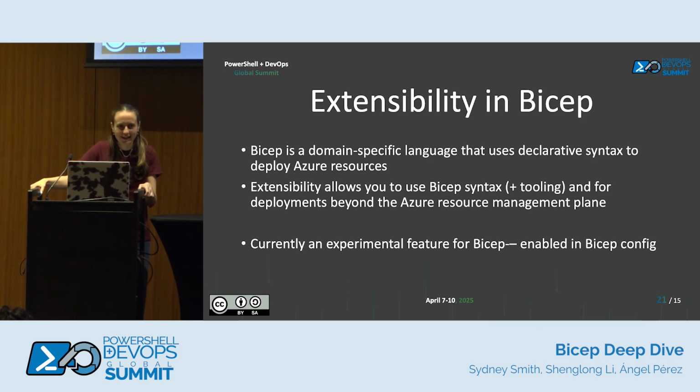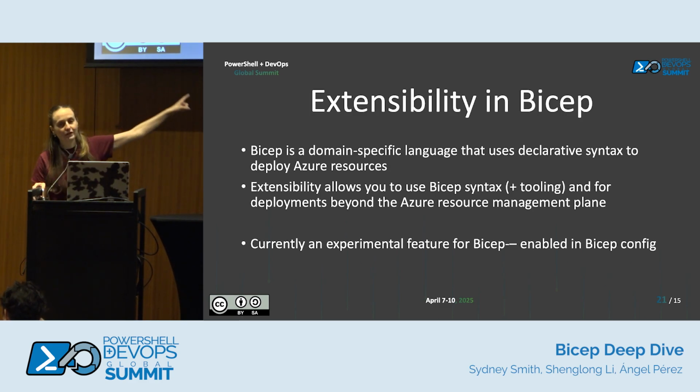As you all know, Bicep is a domain-specific language that's traditionally been used to manage and deploy Azure resources. It's a transparent abstraction over ARM. The idea behind extensibility is pretty simple: it's extending this deployment plane beyond Azure resources. This is currently an experimental feature for Bicep. I'll show you how to enable it. But the key with an experimental feature is that this is a really good time for you to test it out and give feedback, so we can make changes as necessary.